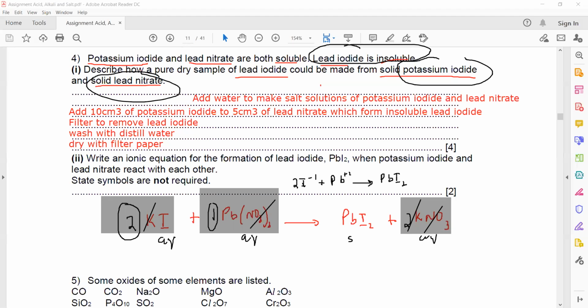In the question, they ask how to prepare a salt. The question is: describe how a pure dry sample of lead iodide is prepared. And you can see lead iodide is an insoluble salt. So if it's an insoluble salt, you will use salt solutions to prepare the salt.